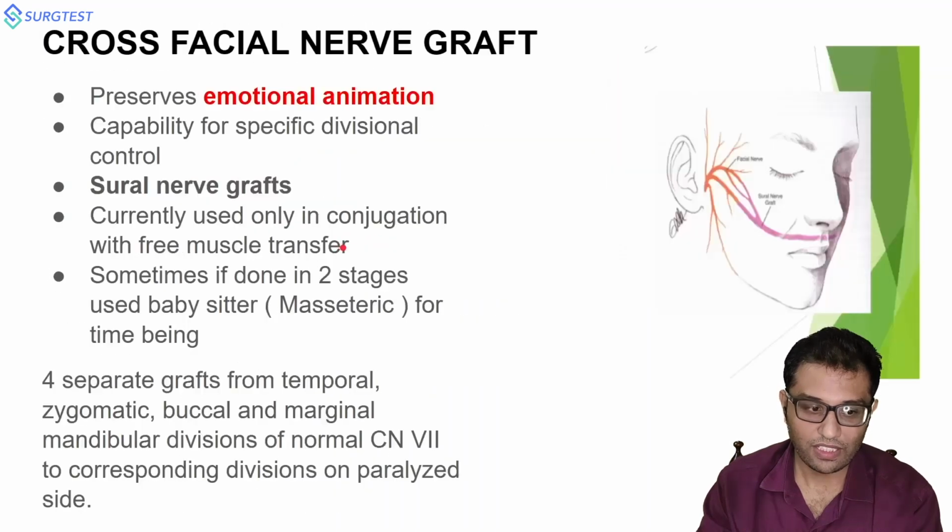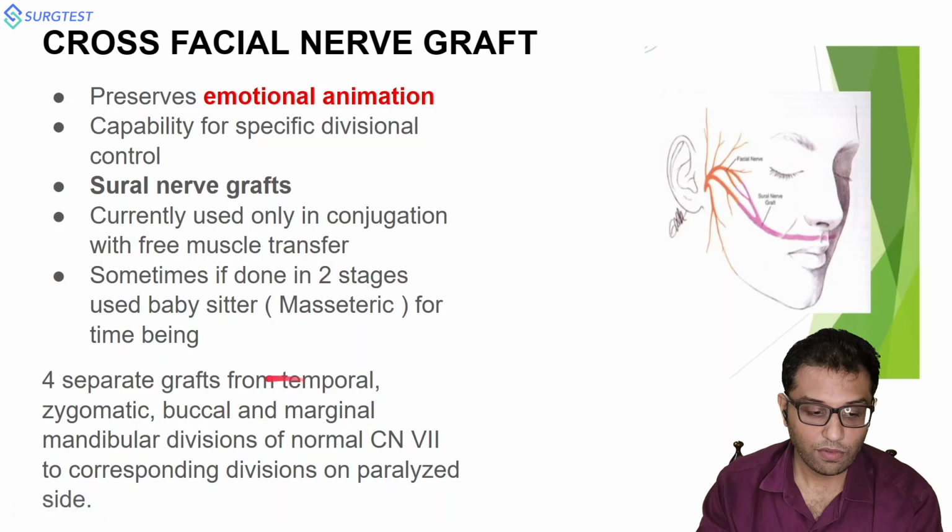Cross facial grafting is a complex technique, so currently it is most commonly used only when we do free muscle transfer. I will show you how free muscle transfer with cross facial nerve graft works. Sometimes this cross facial nerve graft is usually done in two stages. In the first stage, we connect it to the intact area, and when the neural ingrowth occurs, then we do anastomosis of the paralyzed area. So it is done in two stages.